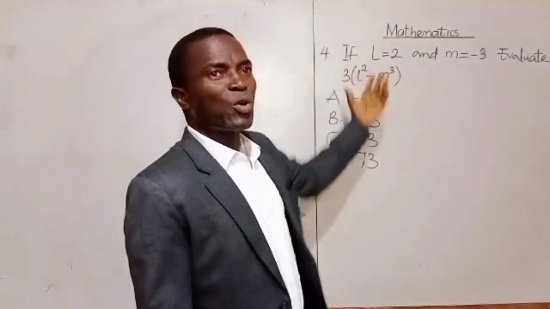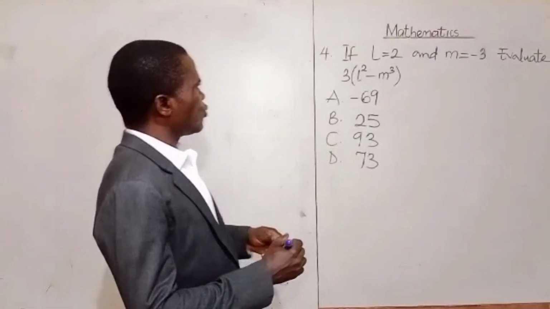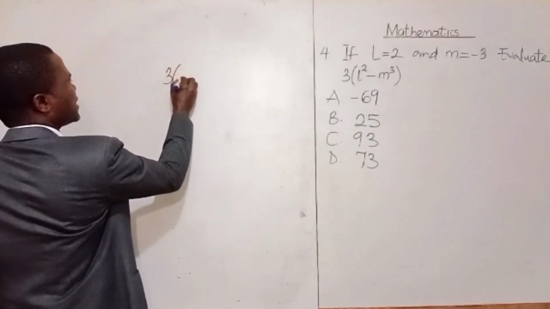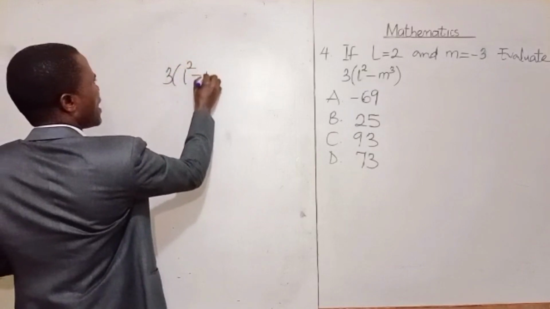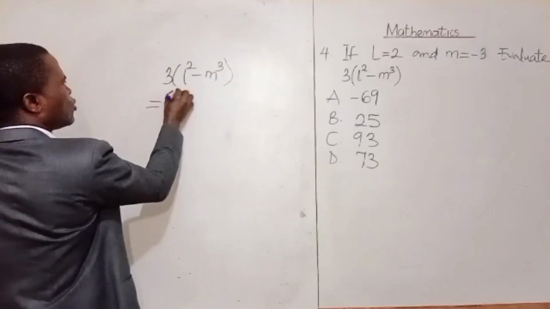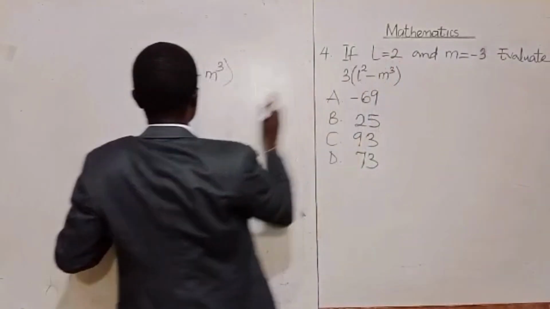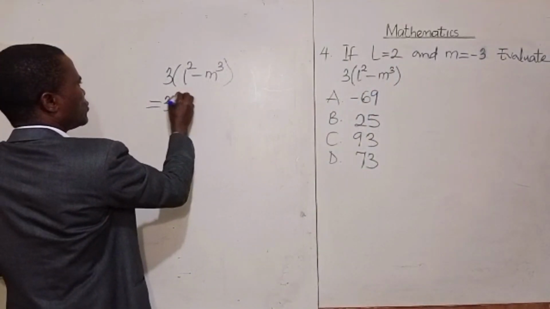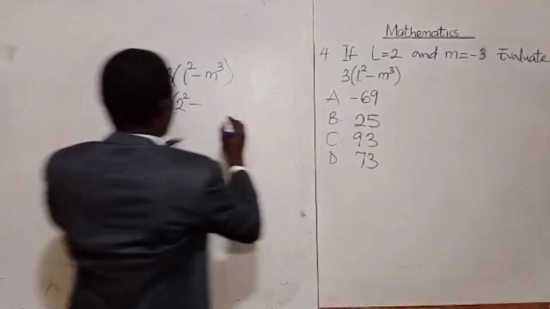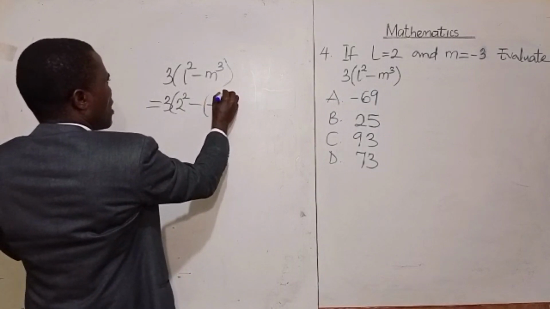So let us see how we can go about solving this type of problem. Now, since it is substitution, we are going to say 3 into bracket L raised to power 2 minus M raised to power 3. So we are going to have 3 into bracket, in place of L, we are going to put 2. That means it becomes 2 raised to power 2 minus, in place of M, we are to put minus 3, minus 3 raised to power of 3.